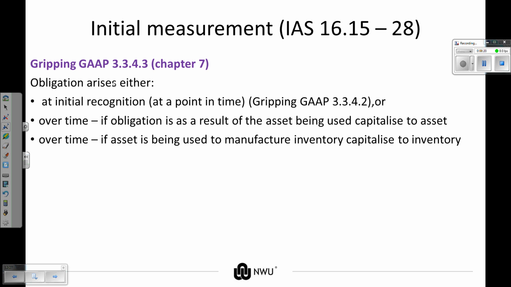Also, an obligation can arise either at initial recognition, or over time if the obligation is a result of the asset being used. If at initial recognition, capitalize to the asset; over time, if the asset is being used to manufacture inventory, then I will capitalize to the inventory. So please read through this specific chapter in your Gripping GAAP. In the next recap video we will look at subsequent measures.